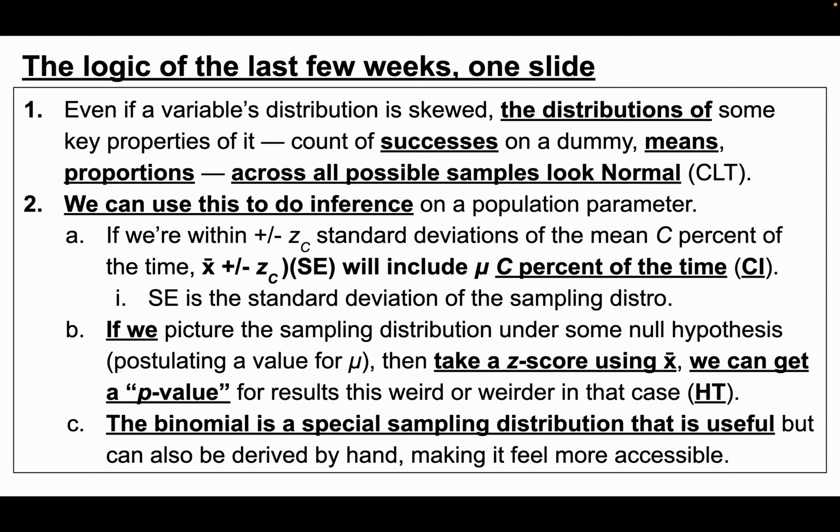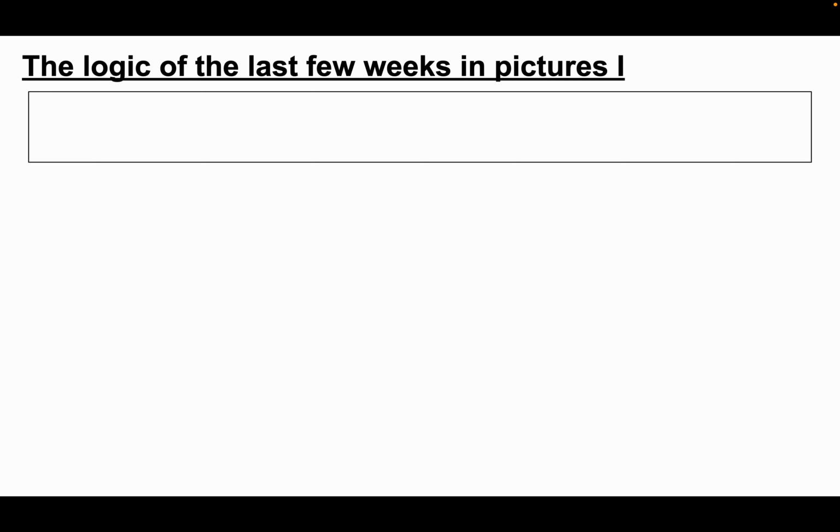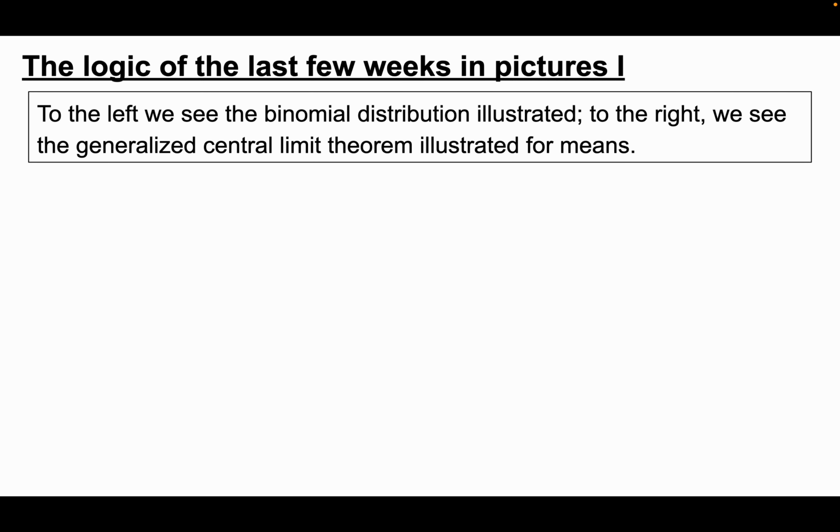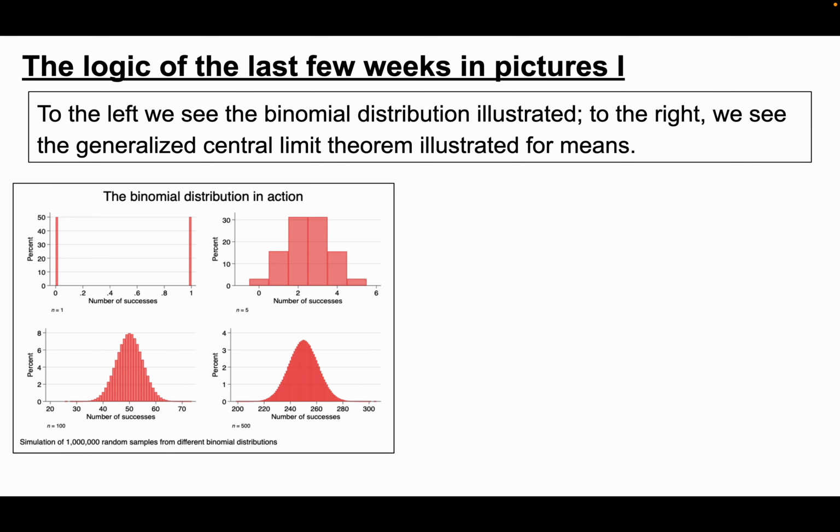We won't actually use the binomial a ton in practice, but it's nice to just be able to see that you can come up with these things by hand and that they're very tractable at the simplest level. So I wanted to look at this logic laid out in pictorial form. On the left, you see the binomial distribution illustrated, and then on the right, we'll see the generalized central limit theorem. Here's the big idea of the binomial distribution one more time, and this is the same idea as behind the central limit theorem generally.